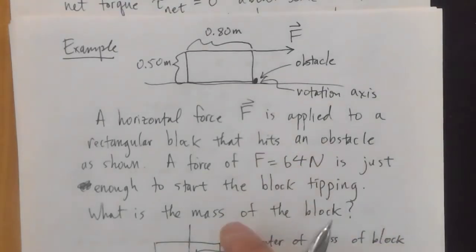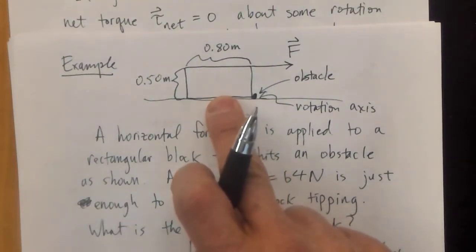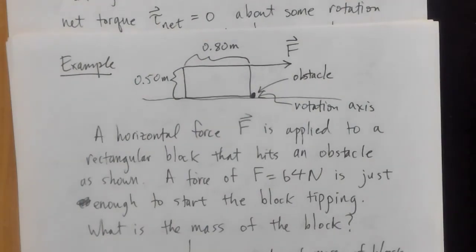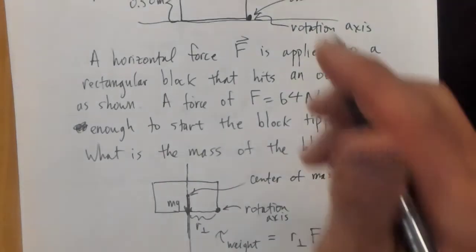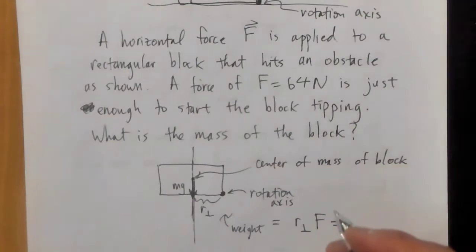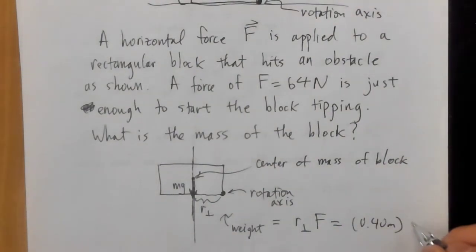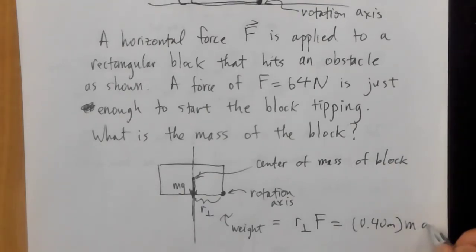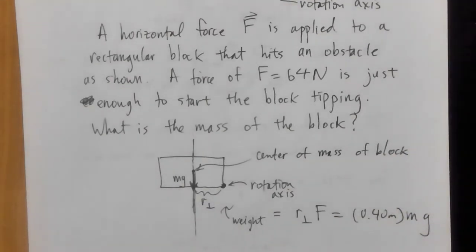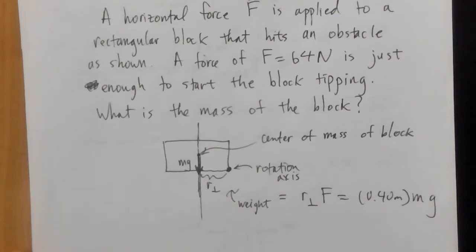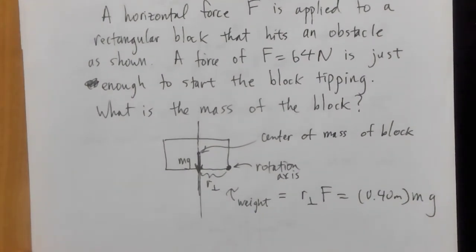And so now what is that r perpendicular? If you look at this drawing, what is r perpendicular? Yeah, it's that easy. It's half this distance. So r perpendicular is 0.4 meters, and F is equal to m times g. Any questions about that?